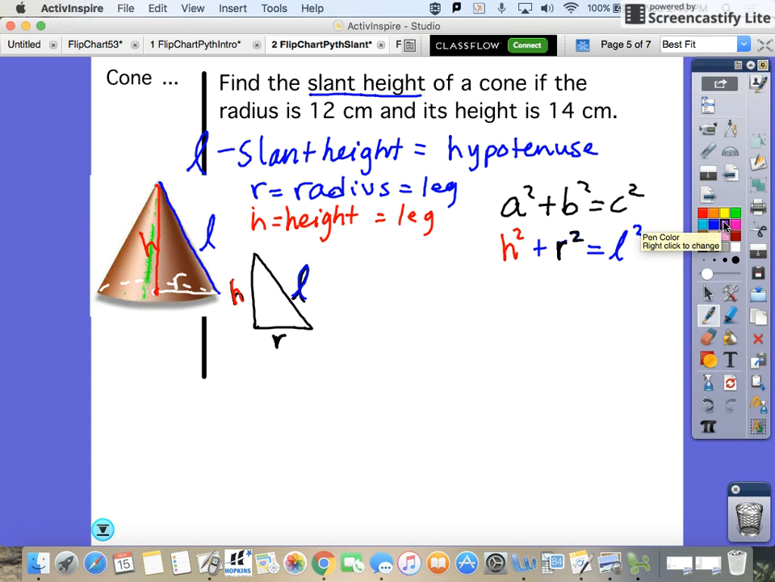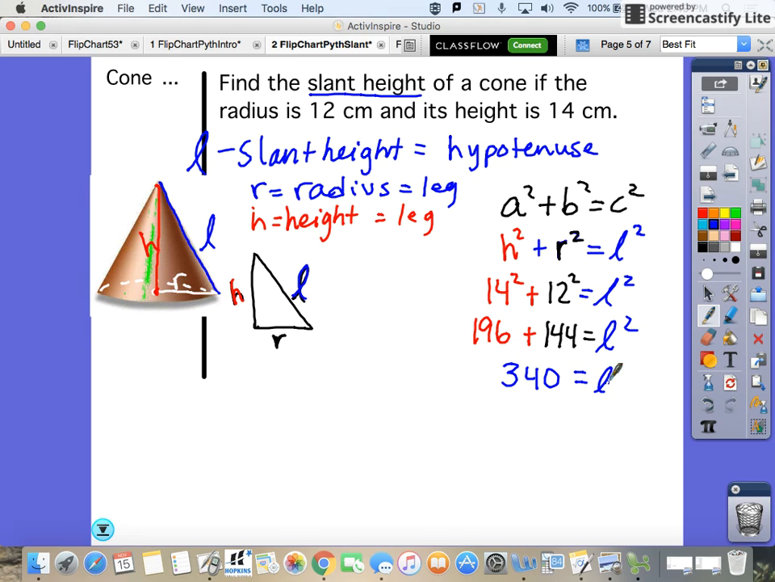So for this example, we have the radius is 12 centimeters and the height is 14. So height is 14 and the radius is 12. They want to know what is the slant height. 14 squared means 14 times 14 is 196. And 12 times 12 is 144. 196 plus 144 is 340. We need to square root both sides. And we get 18.43.